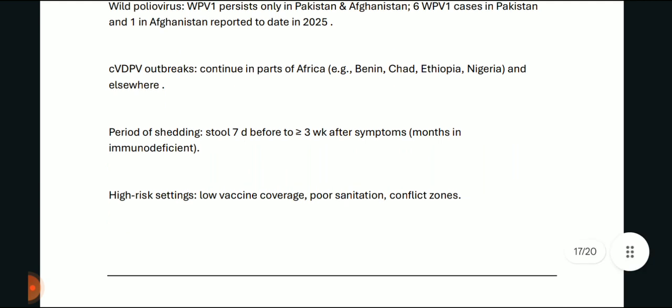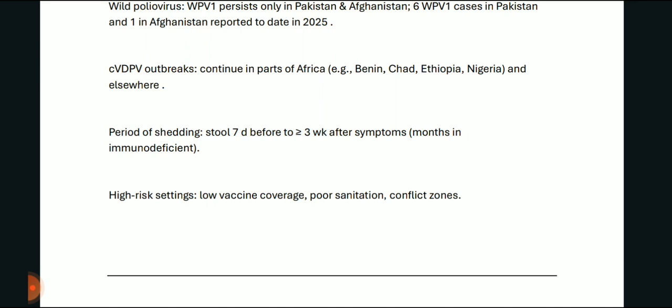Period of shedding in stool is from 7 days before to more than or equal to 3 weeks after the symptoms. And it can be till months in immunodeficient cases. So this is the time for which the case of polio remains active for causing infections.